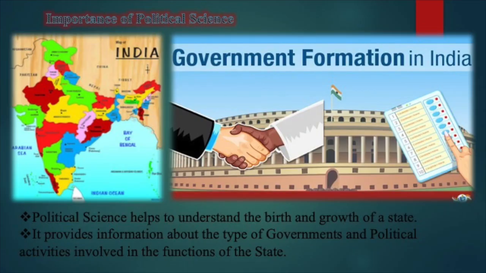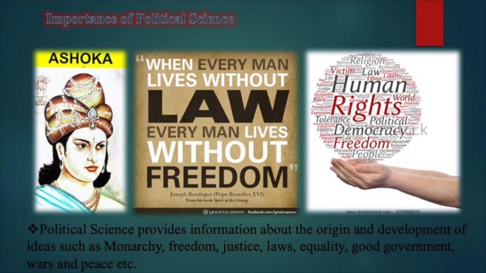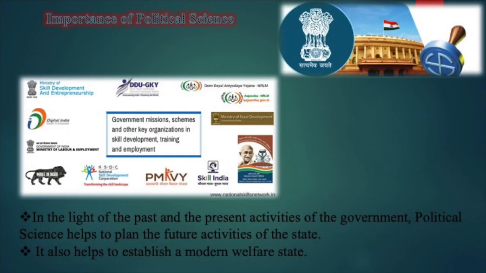Now, let us try to understand the importance of political science. Political science helps to understand the birth and growth of the state. It gives information about the government, political activities, functions of the state. It helps to understand the meaning of monarchy, freedom, justice, war, peace, etc. It helps us to understand past and present situation. It helps us to establish a modern welfare state. Modern welfare state means providing all the facilities which are required by the citizens.